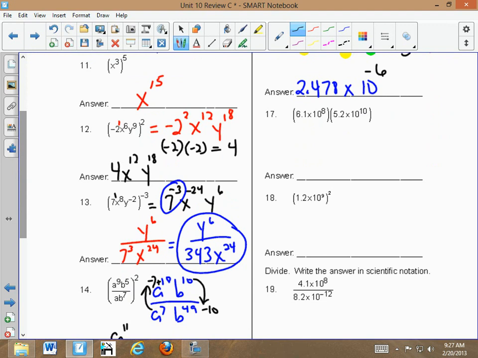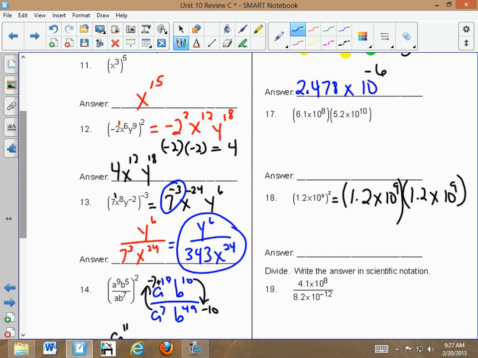Let us skip down to 18. This is how I want you to do 18. I want you to write it out. 1.2 times 10 to the 9th power times 1.2 times 10 to the 9th power. I don't want you to go pow pow. I want you to do this. Why? You'll see when we get to unit 11 or 12. I'm not sure.